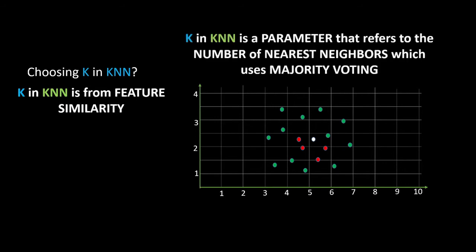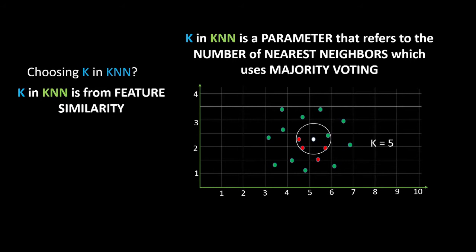So K in KNN is a parameter that refers to the number of nearest neighbors, which uses majority voting. So very quickly, if you were to look at the white dot in the center, what would you just intuitively predict is the output for that white dot? So if I put this circle around here, and then I say k equals 5.